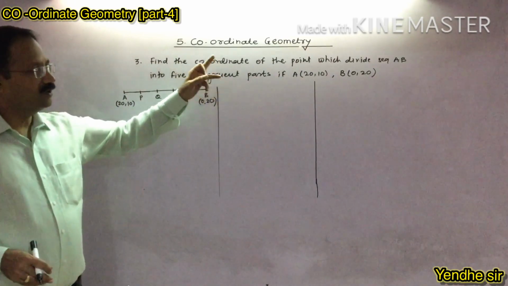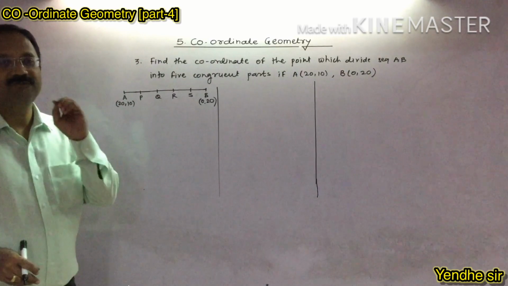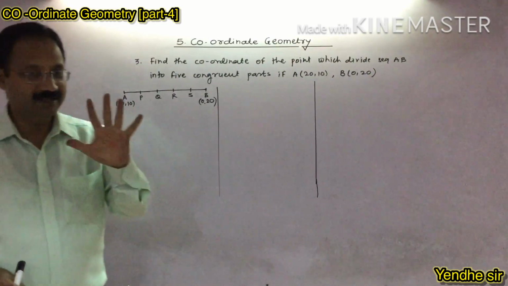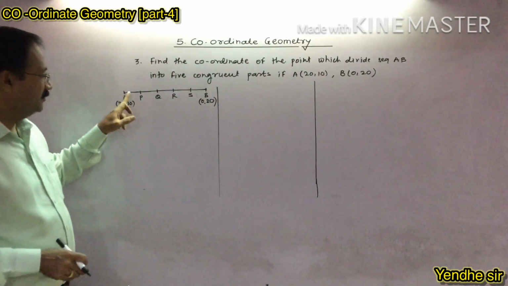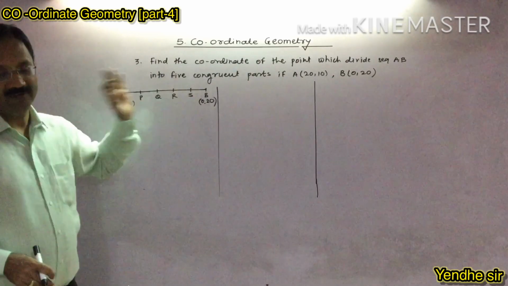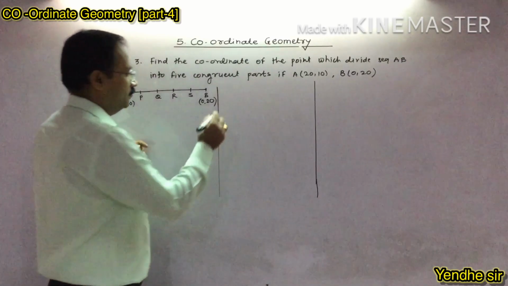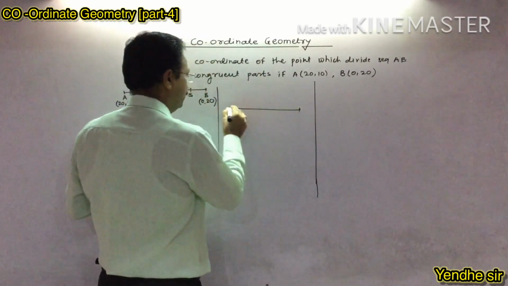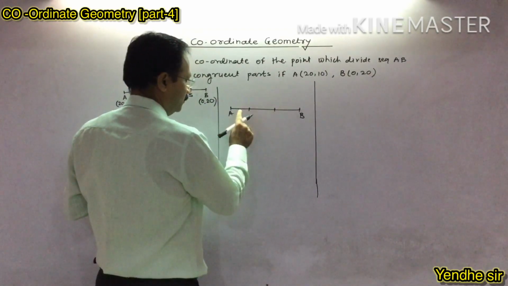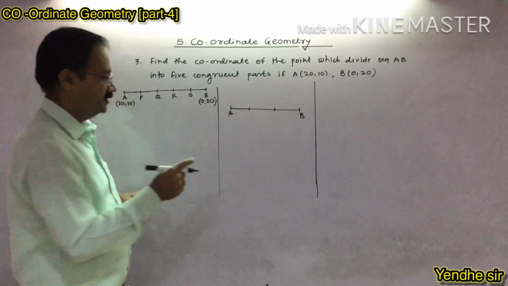Find the coordinates of the point which divides the segment into 5 equal parts. Into 5 equal parts means 1, 2, 3, 4 and 5. Sometimes they will ask you the trisection. What do you mean by trisection? It means 3 parts: 1, 2 and 3. These are called the trisection.